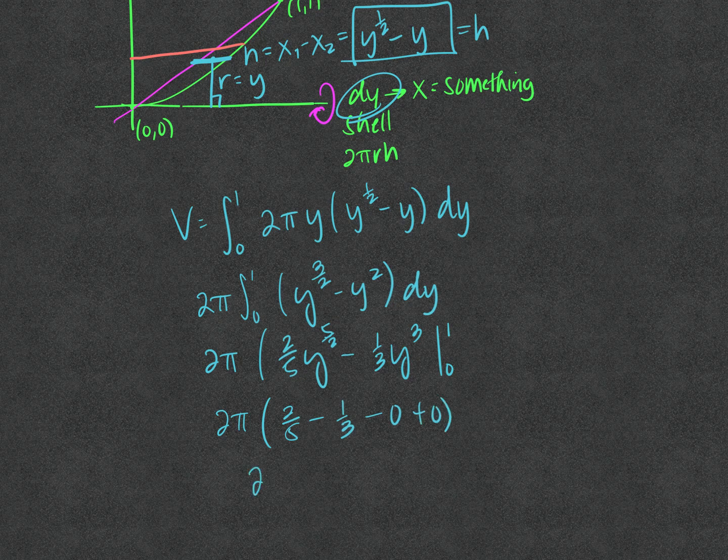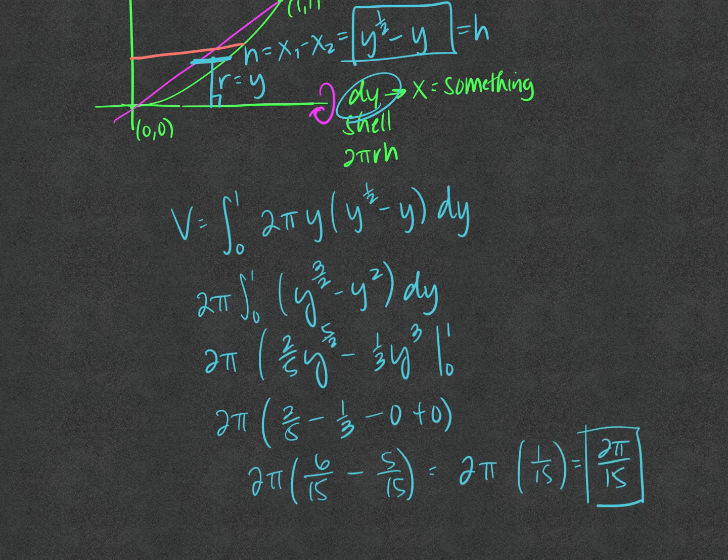So I'm going to say 2 pi, common denominator is 15, because I really want to just do it on the screen today. So 3 times 2 is 6, and 5 times 1 is 5. So we get 2 pi times 1 over 15. So our answer is 2 pi over 15. Now, if you go back and look at it in the disk method, hopefully it's the same. It's supposed to be. Depends upon if I made a mistake.